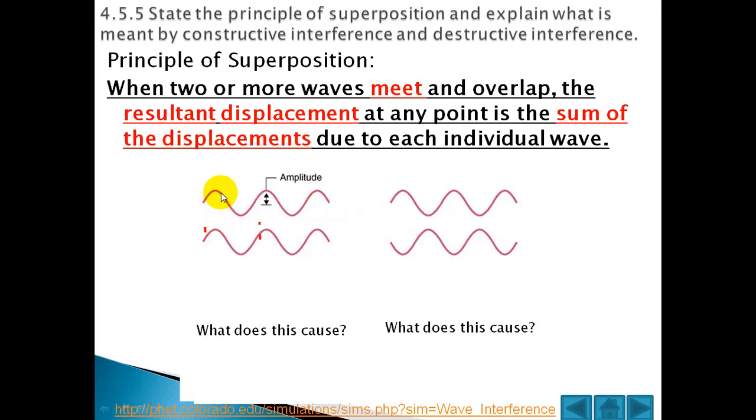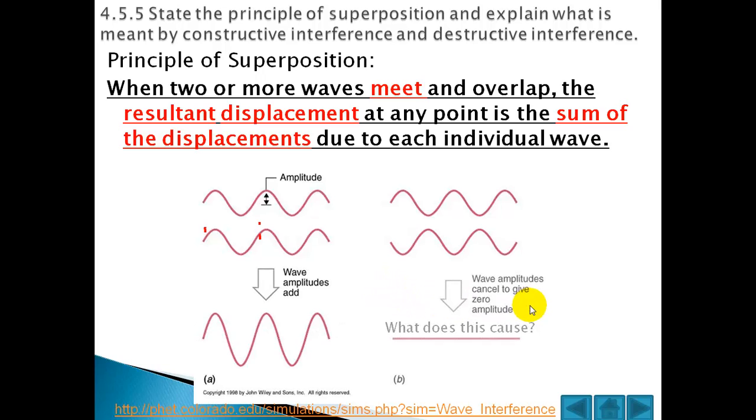Here we have this crest meets with this crest, this trough meets with this trough. This will cause a double wave. So this is basically constructive interference. Here, this crest meets this trough. They will cancel each other out. Here, this trough meets this crest. They will cancel each other out. So that causes destructive interference. You will get a straight line here. So this is a double wave that you get, constructive interference. This cancels out. So we have zero amplitude, which is destructive interference.